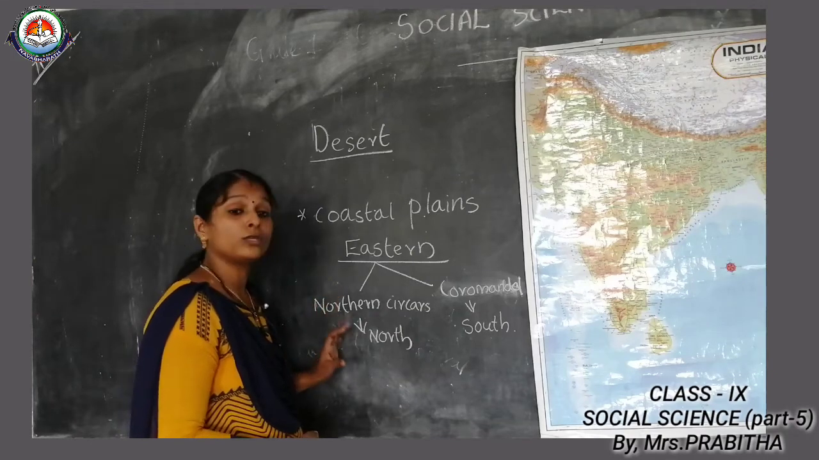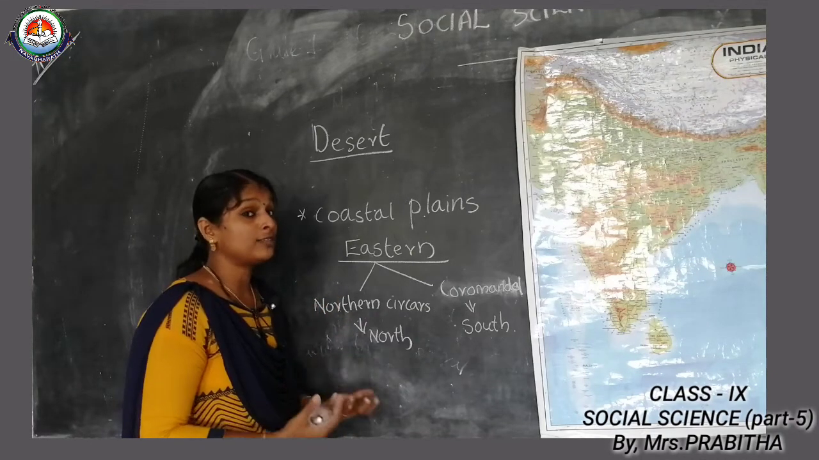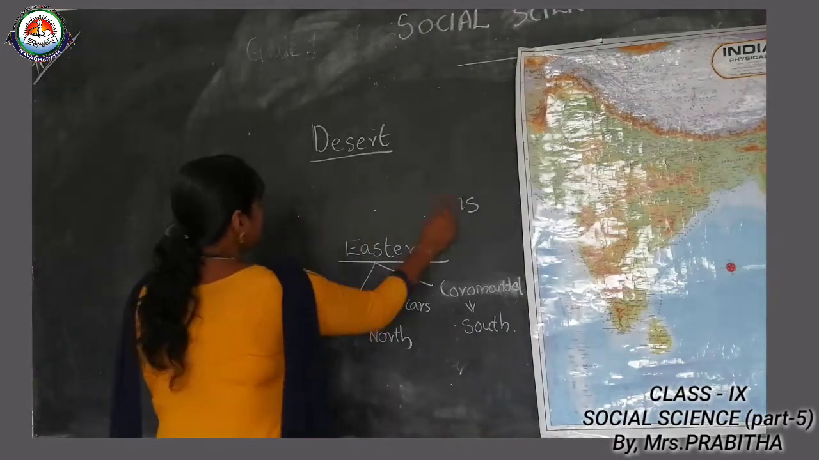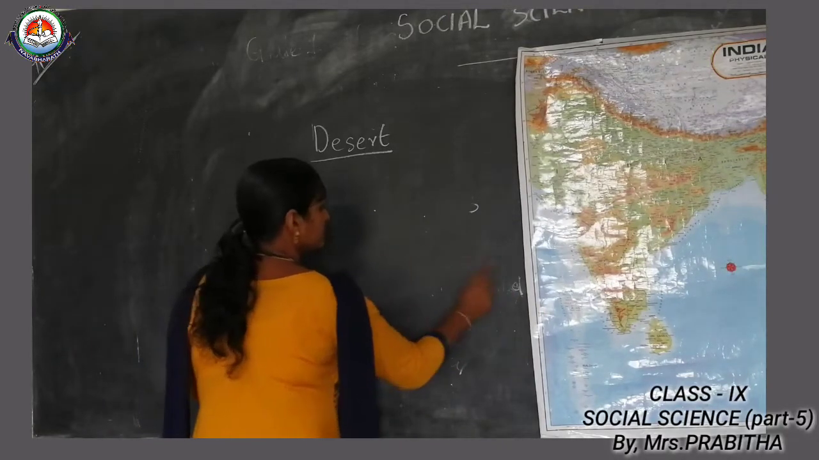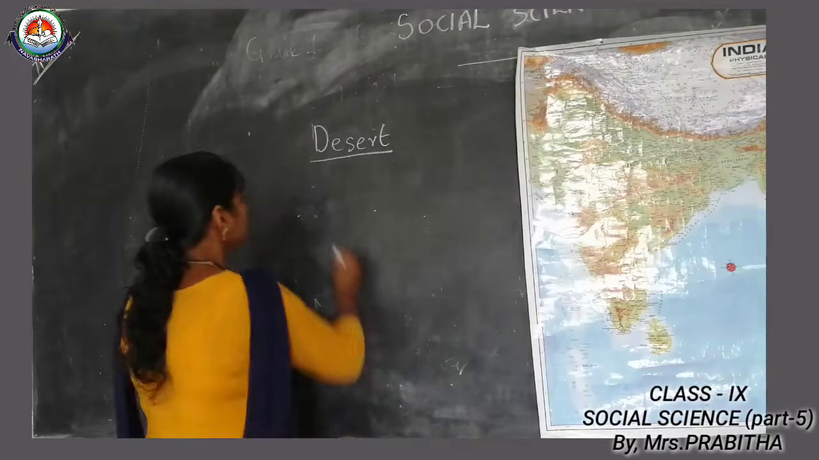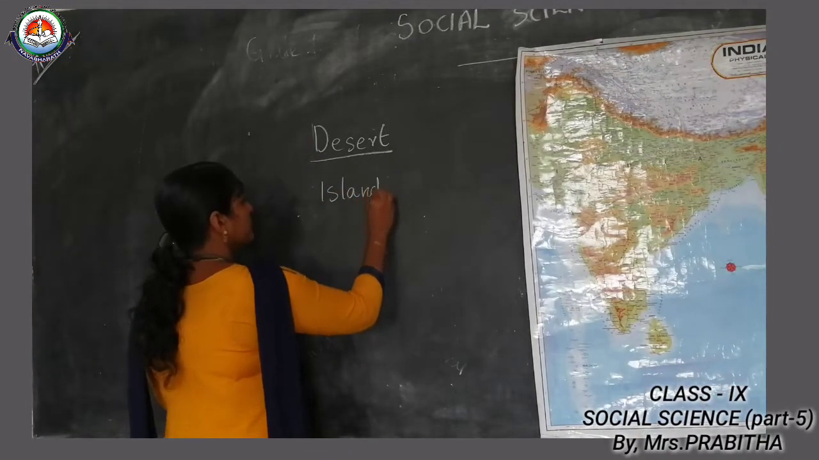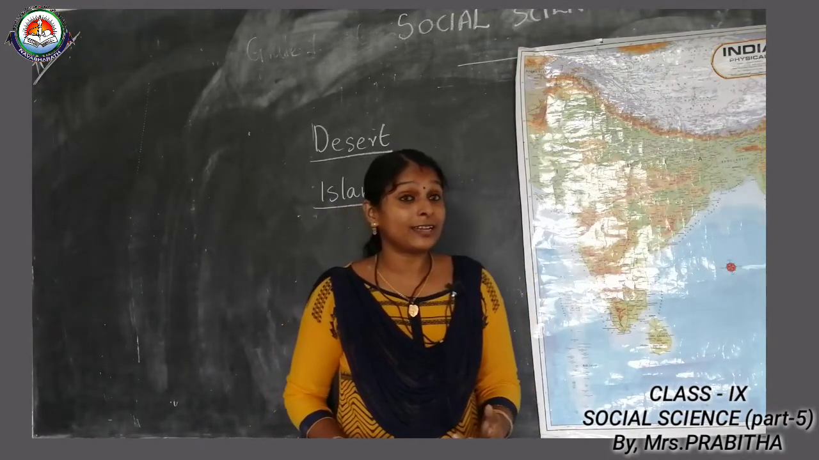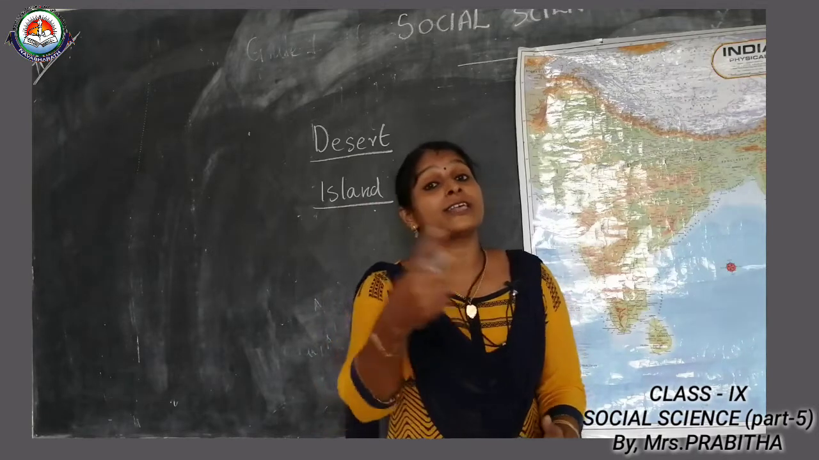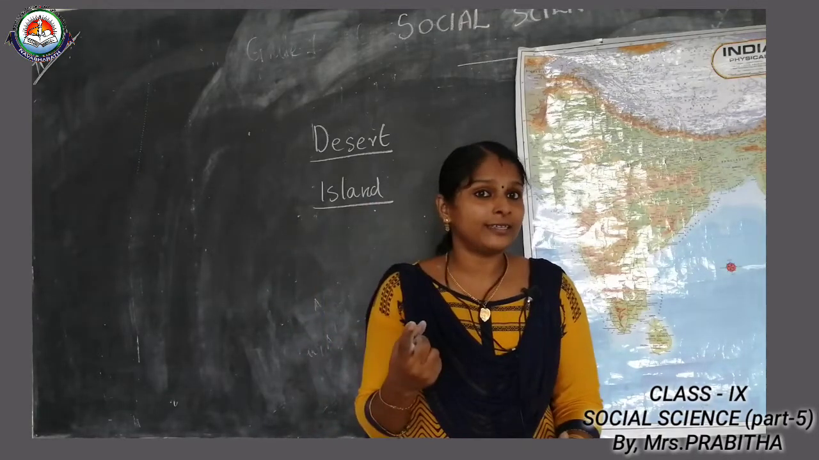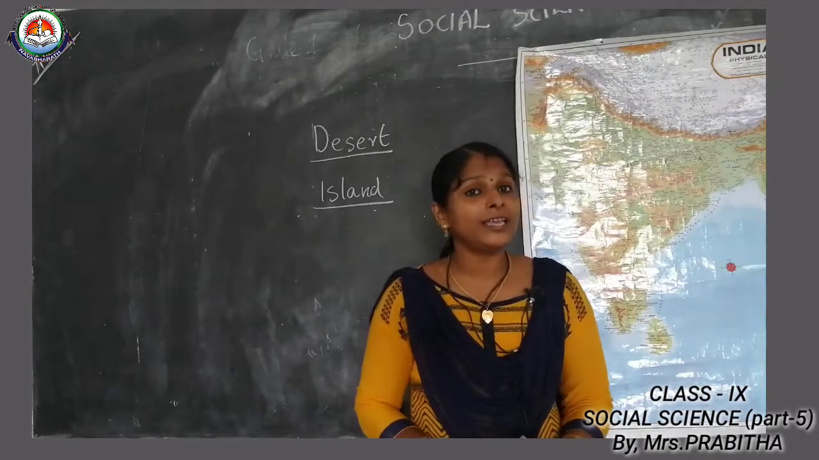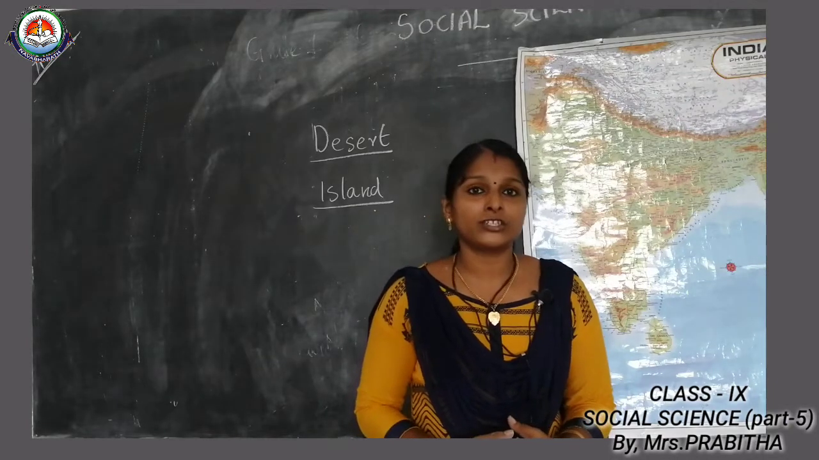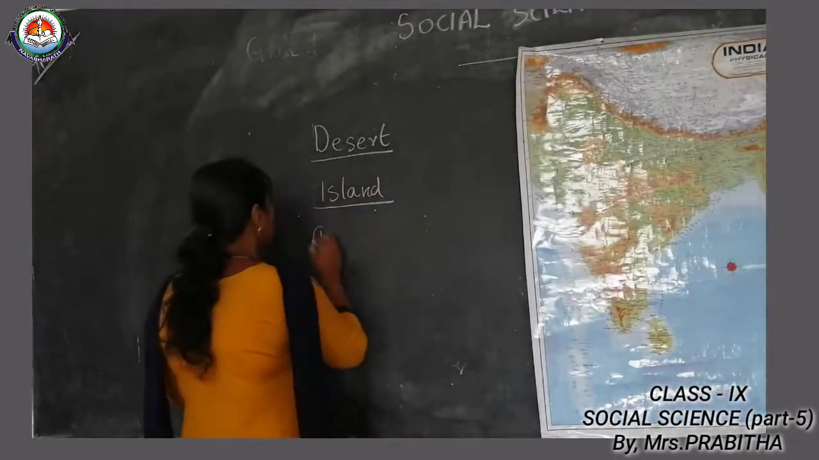Next we are going to discuss the next physical feature. Which physical feature is remaining? It is islands. Which type of land is called an island? Islands are pieces of land surrounded by water on all sides, isn't it? There are two island groups in India: Andaman and Nicobar Islands and Lakshadweep. First we will discuss Lakshadweep.